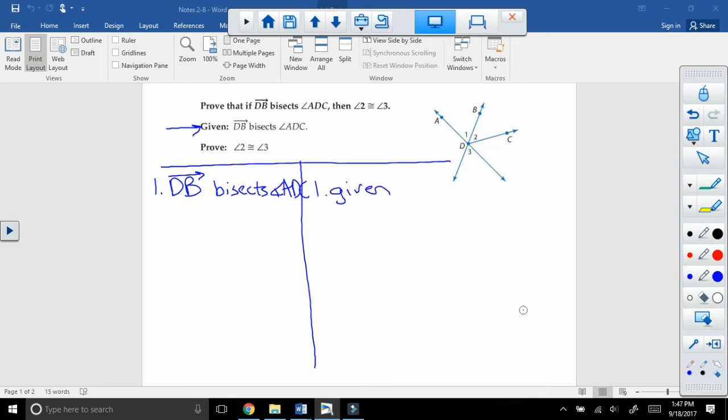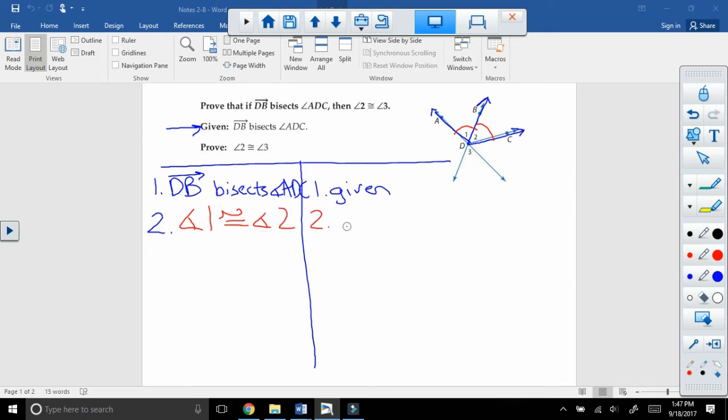But I'm going to go over here to my picture and look and see what that means about this information on the picture. So DB bisects angle ADC. I think to myself, what does that mean? What does that mean if that bisects this angle? And what it means to bisect is it means that it cuts the angle into two congruent angles. So in this case, these two congruent angles would be angle 1 and angle 2. So what I can say is I can say that angle 1 is congruent to angle 2.